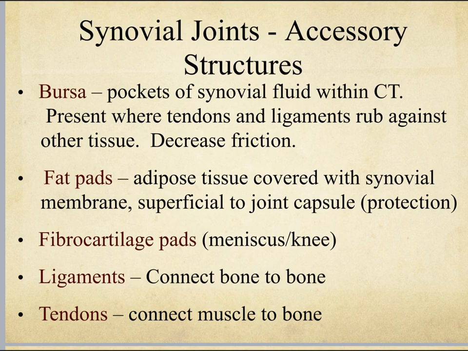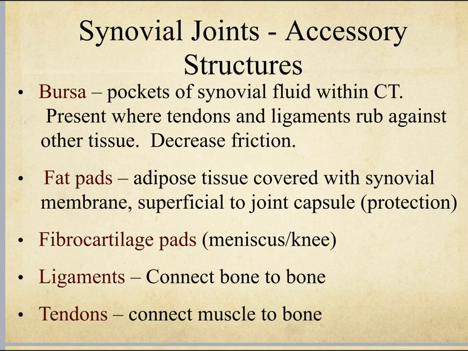Next are going to be fat pads. They are pockets of adipose tissue covered with synovial membrane. They are superficial to the joint cavity and function as a protective layer, so they protect that cavity. Fibrocartilaginous pads are third. Things like the menisci of the knee, so if you've ever heard of anybody tearing or rupturing a meniscus, medial or lateral meniscus, these are little fibrocartilaginous pads that help to space bones and prevent them from rubbing against each other.